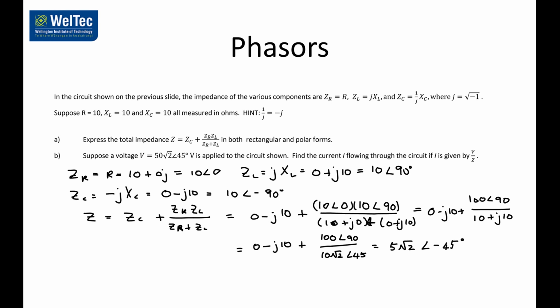A little bit of number crunching in there, but not too much. Should be able to handle it. The last part, you're asked for the current. You know that I is equal to V over Z. So that's 50 root 2, which is given, angle 45, now divided by what we had, 5 root 2 angle negative 45, and we end up with 10 angle 90, which we could write as 0 plus J10.